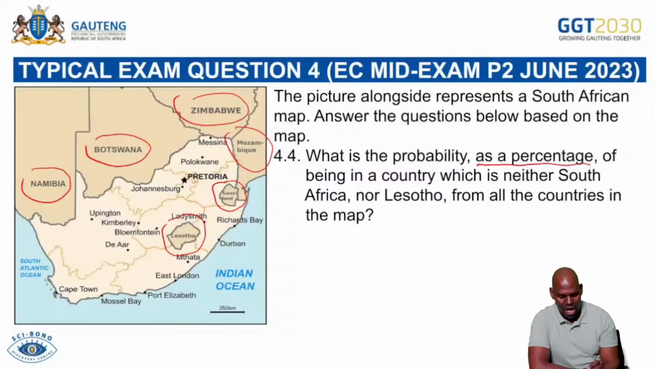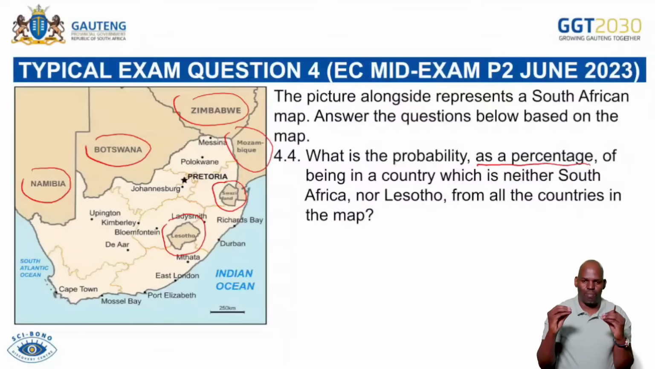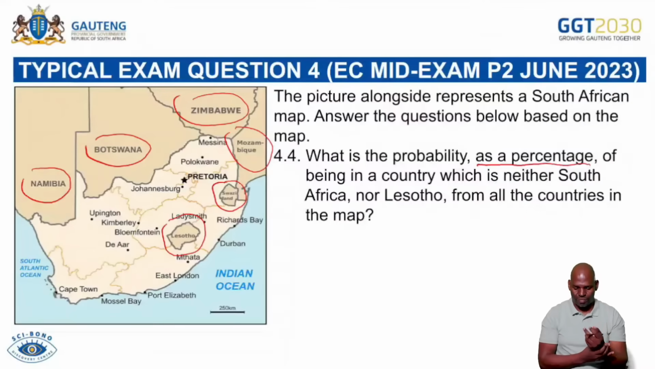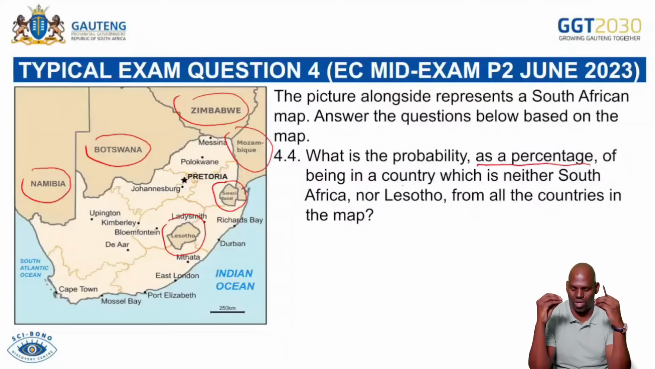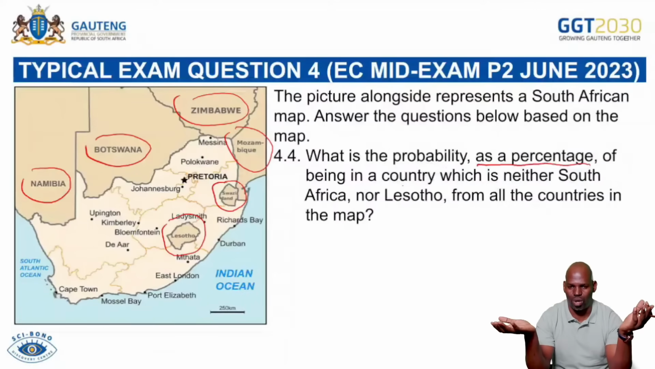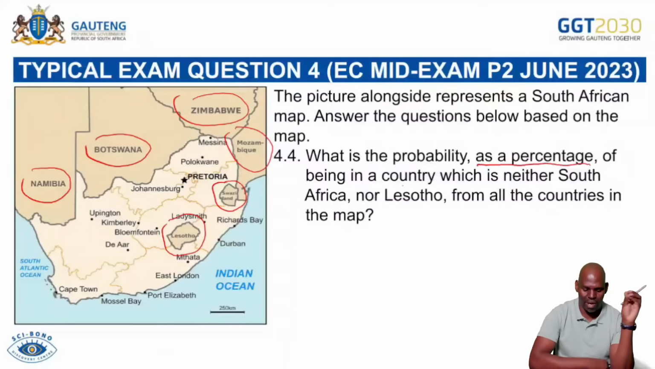Now I know that the probability is going to be over 7. But how many countries must I count? They say, what is the probability as a percentage of being in a country which is neither South Africa nor Lesotho? Neither South Africa nor Lesotho simply means I'm not supposed to count South Africa and Lesotho. I have to count the other countries. So I don't want to choose South Africa and Lesotho, but I want to choose the other remaining countries.